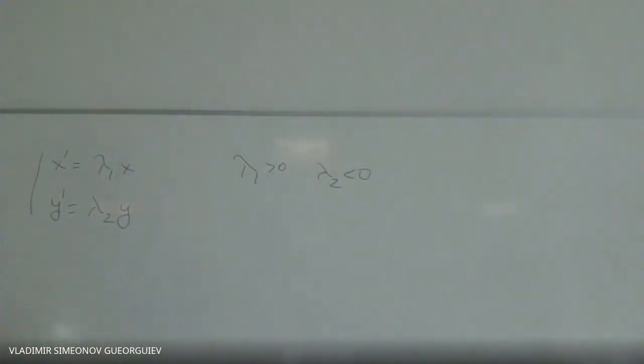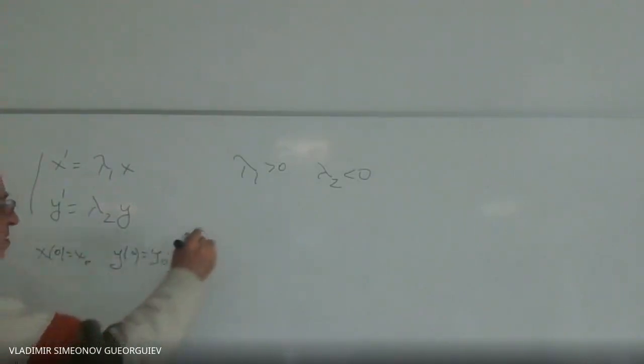Actually, our first example was very similar to this case because one was 1, the other was minus 1. So our initial point is x0 and epsilon 0. And we want to see geometrically what our solution is, because here we can solve very easily. The solution of the first equation we can find very easily.